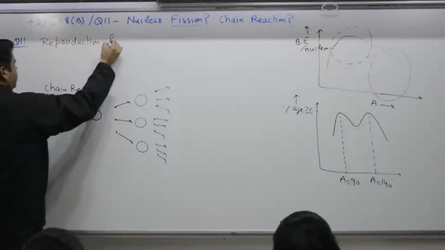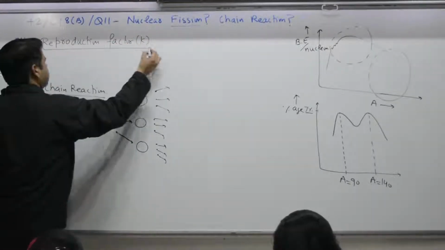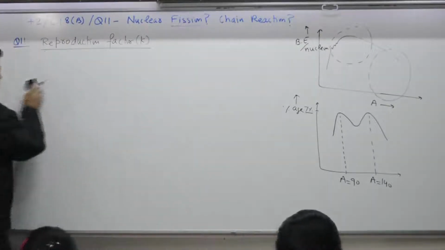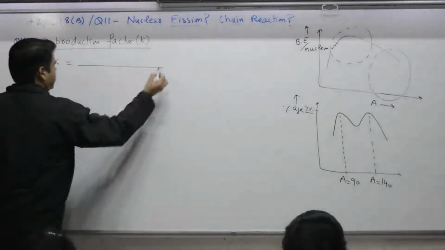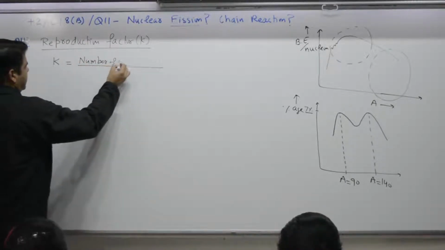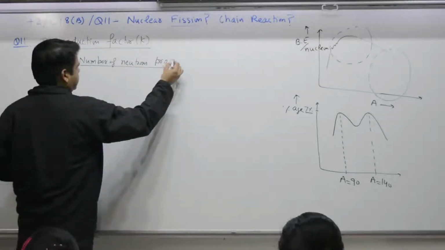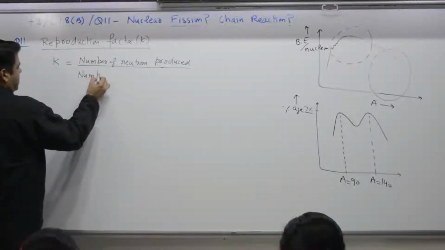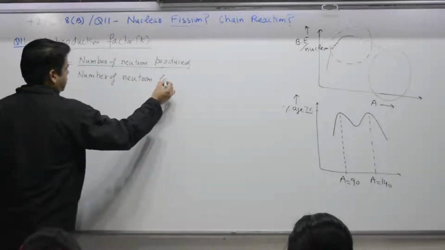Reproduction factor K. Reproduction factor, reproduction parameter K is a ratio. Yes. K is a ratio. Numerator, number of neutrons produced to number of neutrons lost.